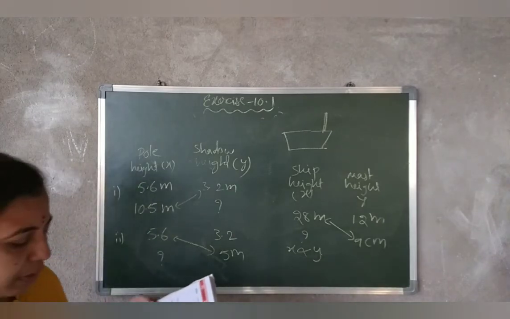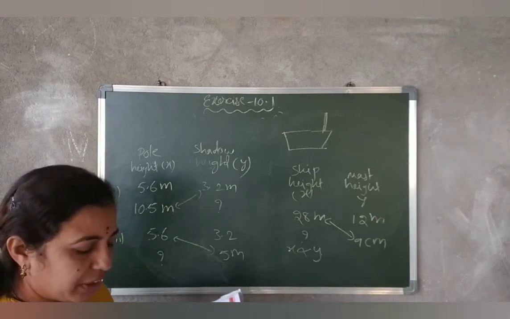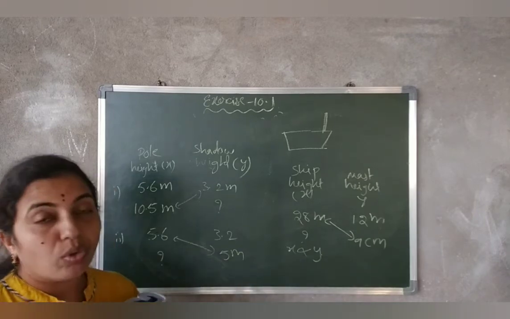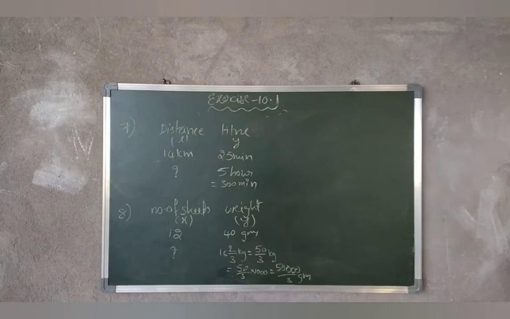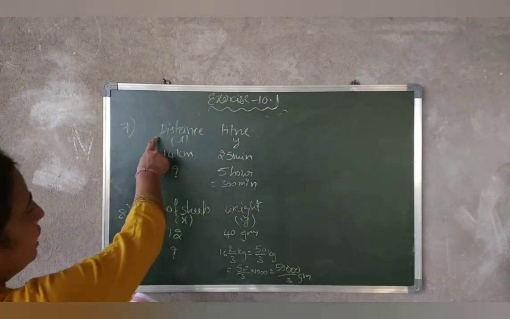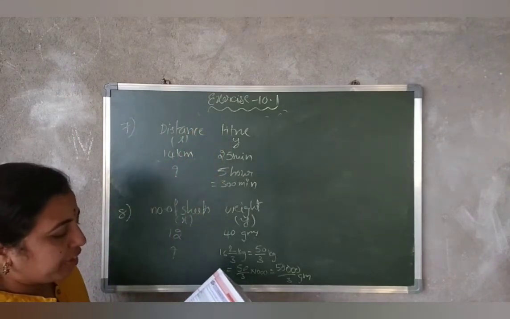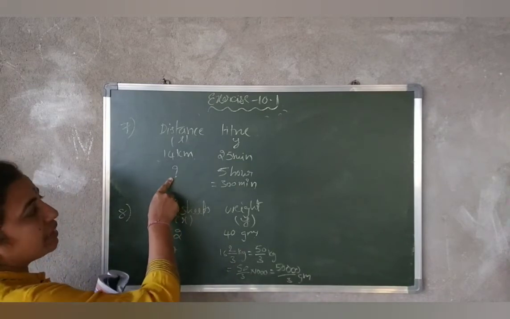Next, seventh problem. A loaded truck travels 14 kilometers in 25 minutes. If the speed remains the same, how far can it travel in 5 hours? Seventh problem. A loaded truck travels 14 kilometers in 25 minutes. Distance and time, 14 kilometers in 25 minutes. If the speed remains the same, how far can it travel in 5 hours? How much distance can it travel in 5 hours?